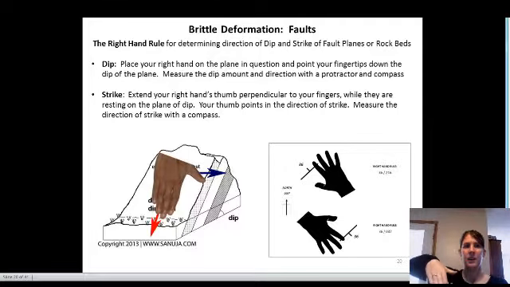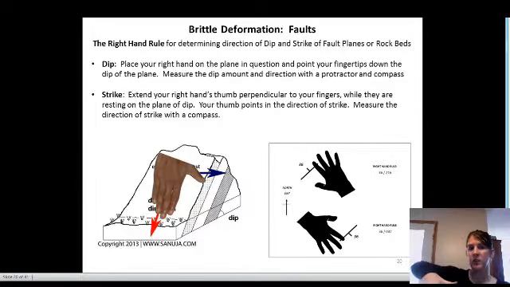Then the strike is measured if you extend your right hand's thumb perpendicular to your fingers, while resting on the plane of the dip. Your thumb points in the direction of the strike, so you'd measure the direction of the strike with a compass. If I'm doing this, I would use a protractor to say I've got a dip angle of about 40 degrees. And we're going to assume it's north, south, east, and west. And I would have a strike towards the east.